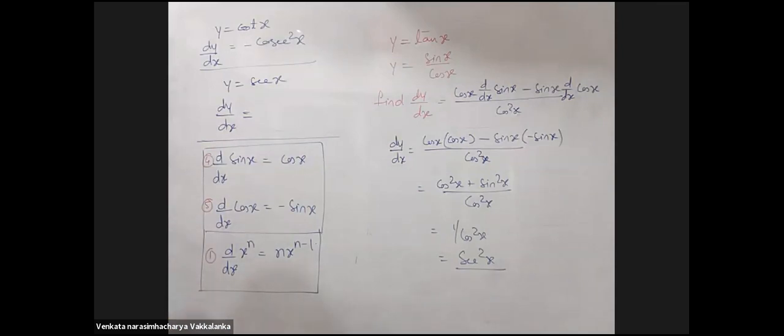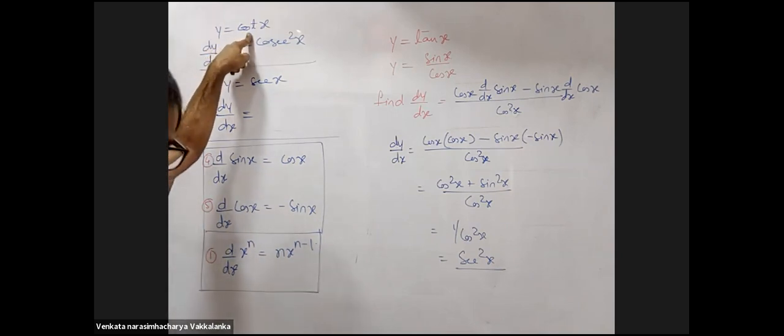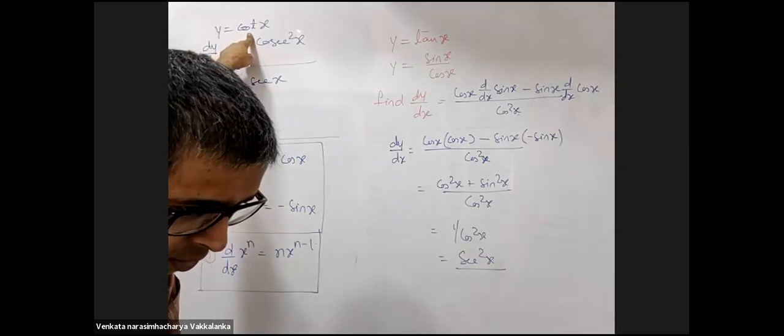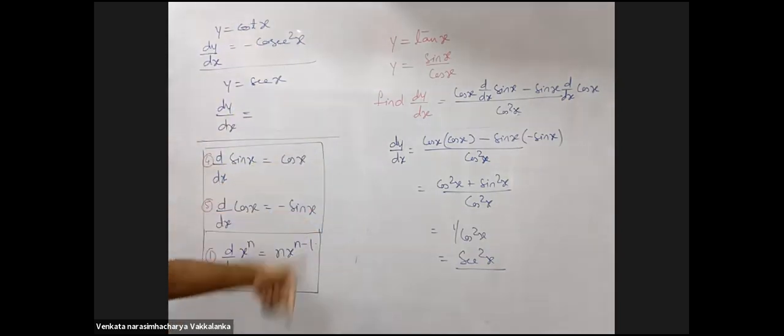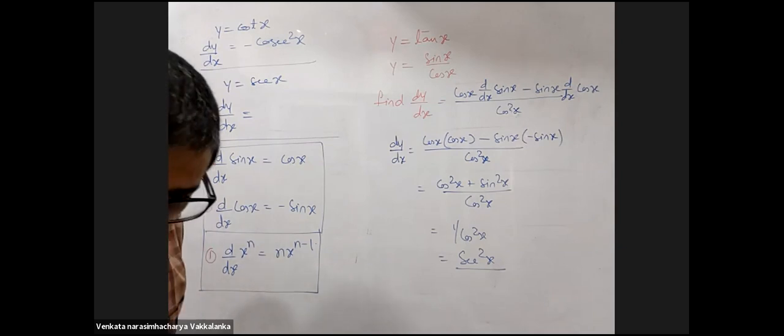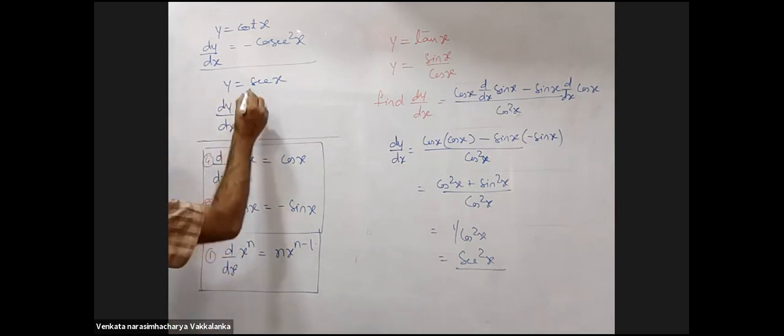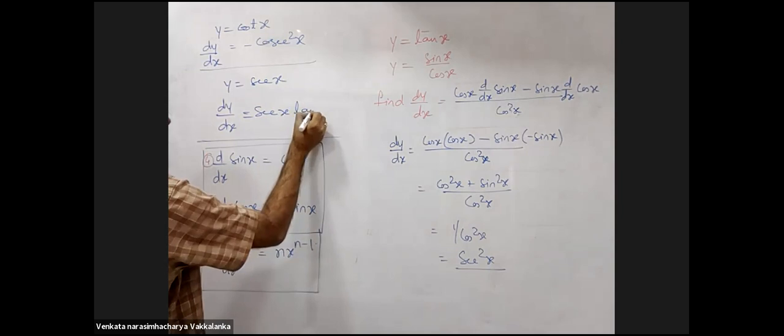So how did you get y equal to cot x, dy by dx is equal to minus cosec square x? How did you get it? You will write cot x as what? Cos upon sin. Apply u by v. Done, sir. Sir, can we do it for y equal to cos x? Yes. Here you will get secant x tan x.